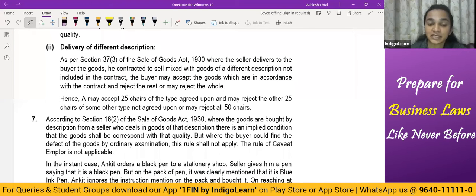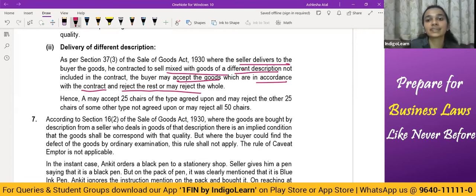So when delivery by description is happening, when the seller delivers to the buyer the goods he contracted to sell mixed with goods of a different description, which is not included in the contract, the buyer may accept the goods which are in accordance with the contract and reject the rest, or may reject the whole. So he can accept 25 chairs, reject the remaining 25 chairs, or he can reject the entire lot of 50 chairs. So A can reject all the 50 chairs as well. Let's move on to the next question.